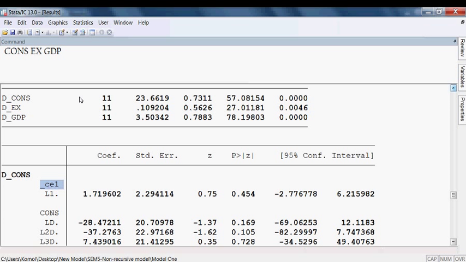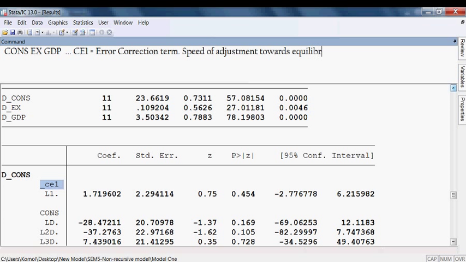What is this one? CE1. What is CE1? This one I can call the error correction term, or I can call it the speed of adjustment towards equilibrium.